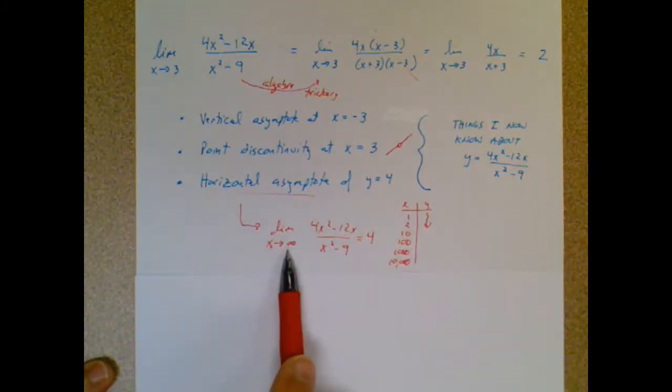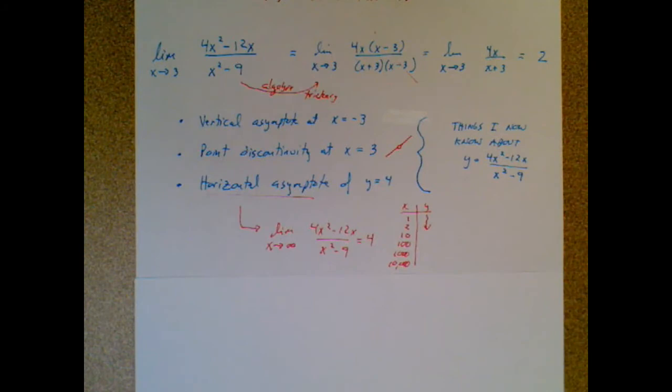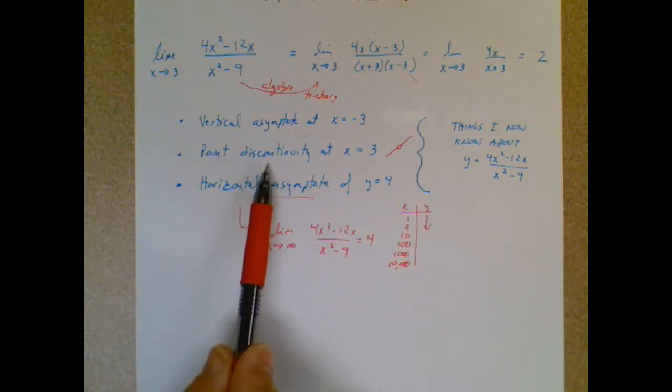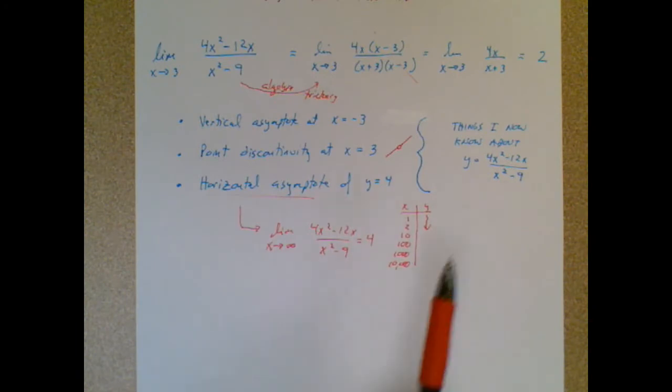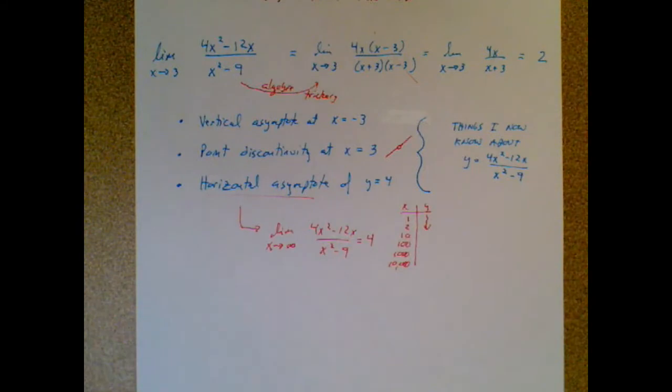If I were to approach negative infinity, because this is squared and this is squared, I would end up with a positive divided by a positive, and I would still end up with a positive 4 in this case. So these are 3 things I know about that equation. I'm going to branch off a little bit more and do a little bit more work with that equation.